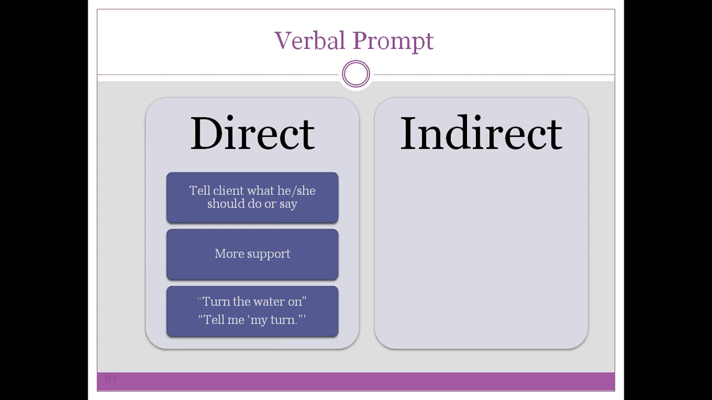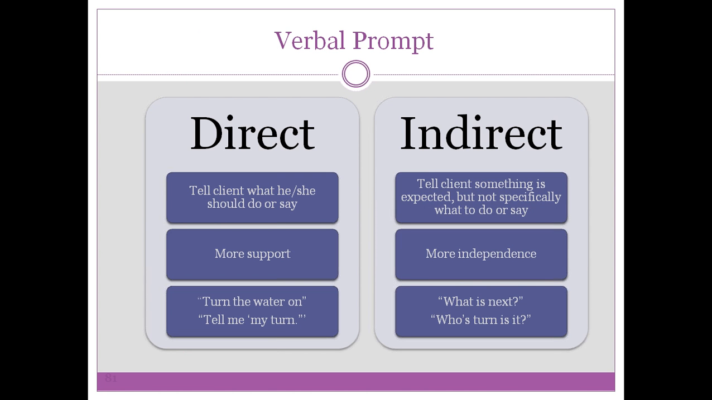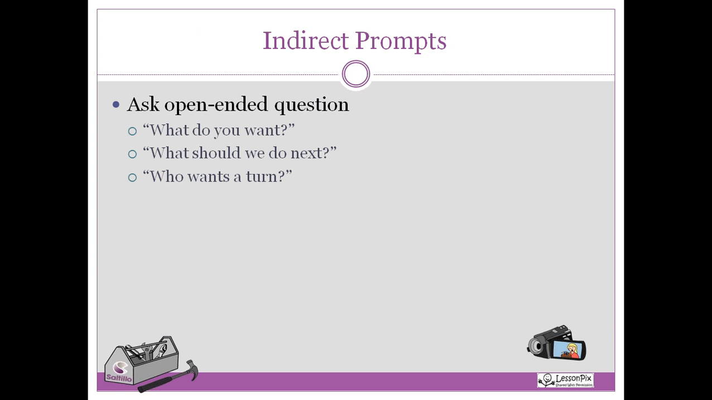There are verbal prompts. There's a direct verbal prompt, where you're actually telling them what to do, and that's the most support of a verbal prompt. Telling them to turn the water on, or telling them to say, my turn. And indirect is when you have them with you and you think they really know, so you don't specifically tell them what to do, but you say, like, what's next, whose turn is it? You're going to give them cues, but not actually tell them what to do.